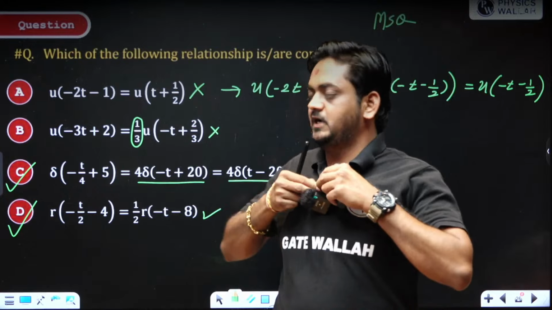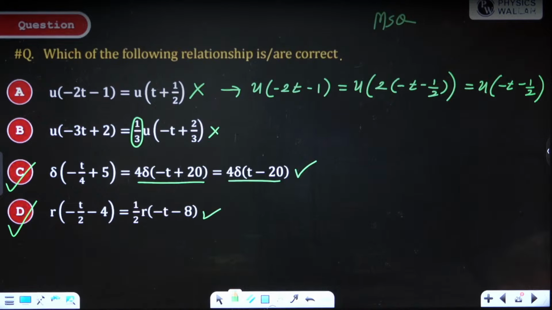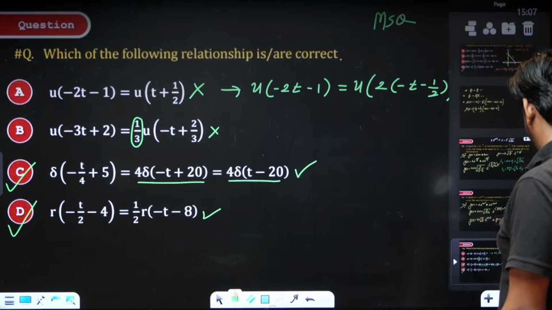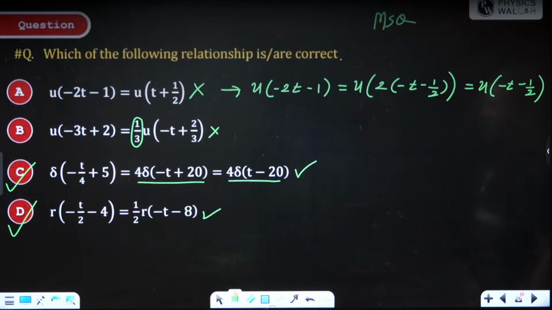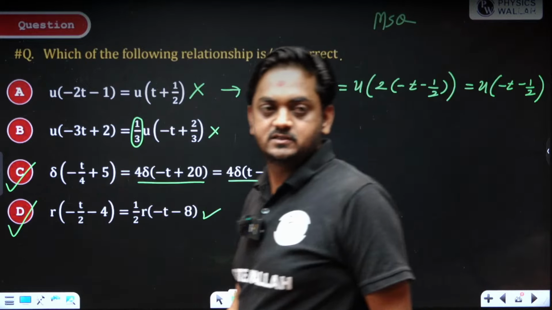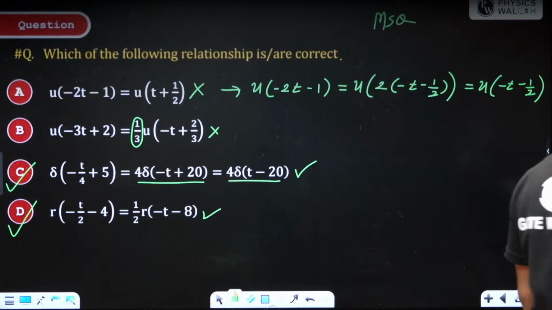So here, yes, C and D both are the correct relationship. Got it? Understood everyone?